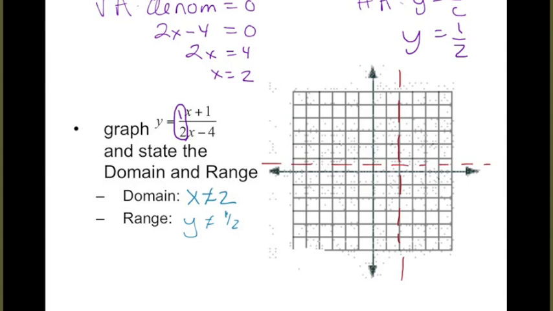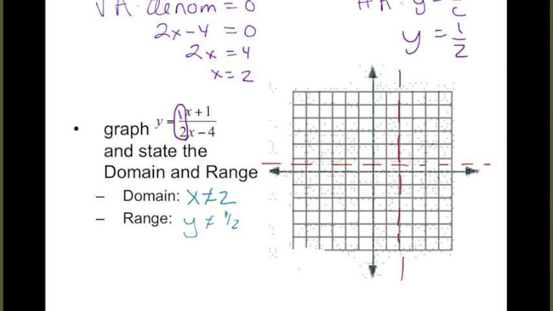So again, some of your problems just ask you to find your asymptotes in your domain and range, and then that would be it. You wouldn't actually need to plot any points and create the graph. You can just set your denominator equal to 0, which gives you your vertical, and take the fraction of those coefficients of x, which will give you your horizontal.